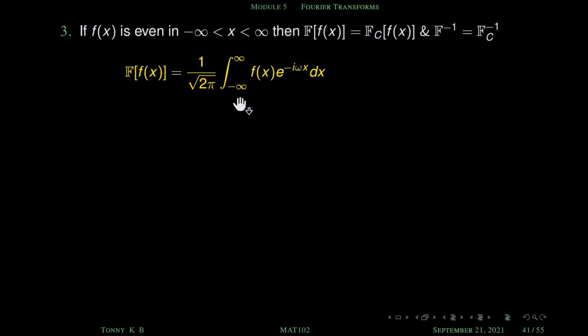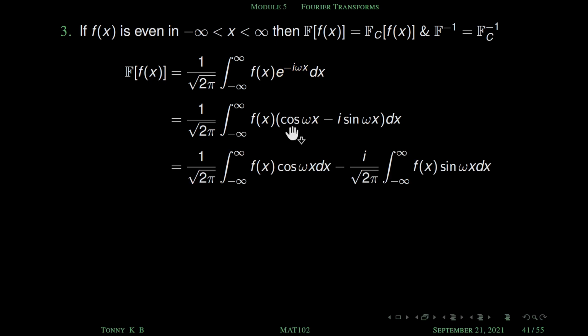This is the definition of Fourier transform: 1 by root 2 pi, integral from minus infinity to plus infinity of f of x e raised to minus i omega x dx. Next, we replace e raised to minus i omega x using the rule e raised to i theta equals cos theta minus i sin theta. So this becomes cos omega x minus i sin omega x. Then we expand this integral using the minus sign.